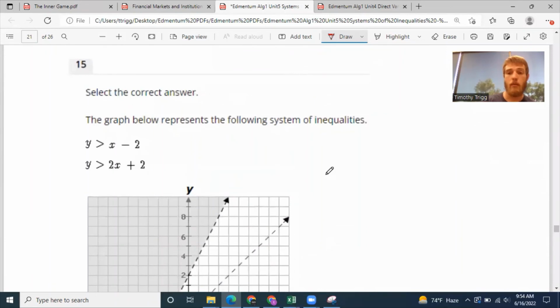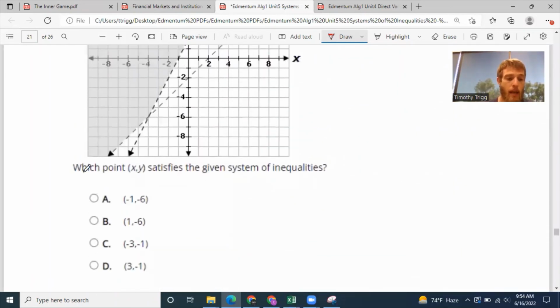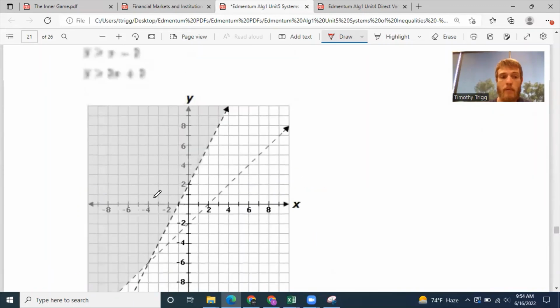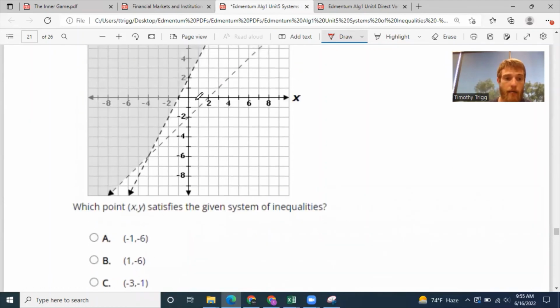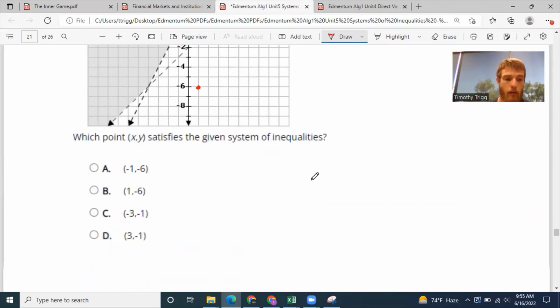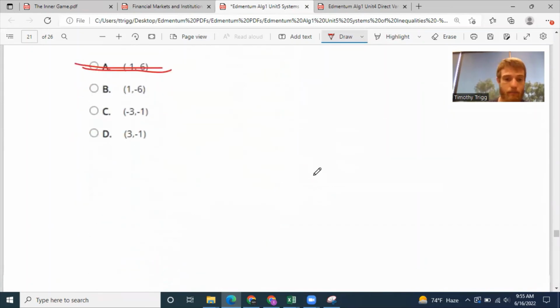All right. This one's very similar to the last one, actually. Here we have some coordinate points, and whichever one is the correct answer will be in this shaded region. Okay. So let's go ahead and see. We could check answer choice A here, -1, -6. That's right here. Is that in the shaded region? Well, clearly it's not, so I know that that's a wrong answer. So see which one of these is in the shaded region.